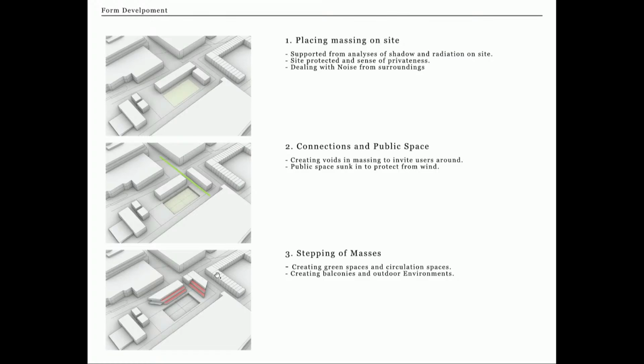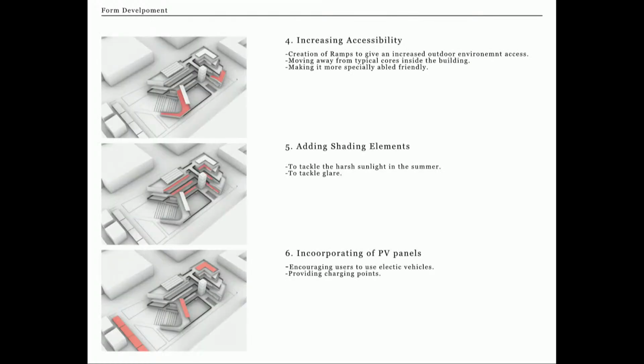Then in the third step, what I focused on was how to give more circulation in the outdoor environment and move away from a typical office, where a lift and a staircase are inside a building and there's less connection to the outdoor environment. And then moving on, I tried to increase accessibility to make it a more friendly site. And again, moving away from typical cores inside a building to a newer way.